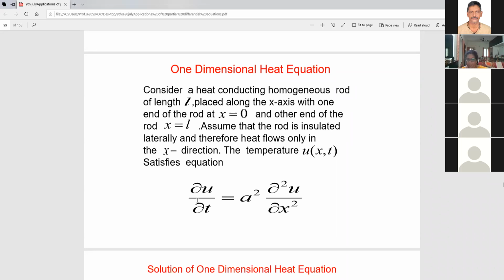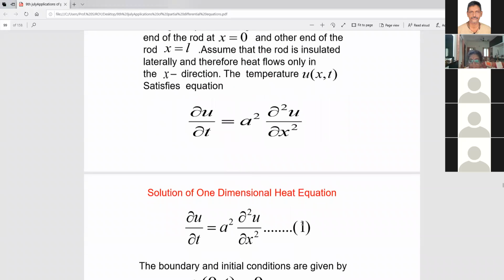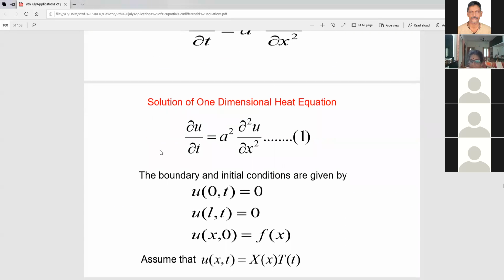If you are insulating only some places, then it becomes a two-dimensional heat equation, right? So that depends on the situation. In this case, we are solving the one-dimensional heat equation. Of course, ∂u/∂t equals some constant times ∂²u/∂x². So you will be applying the method of separation of variables. And the important thing here is that both ends are fixed at some temperatures and the initial distribution should be given.